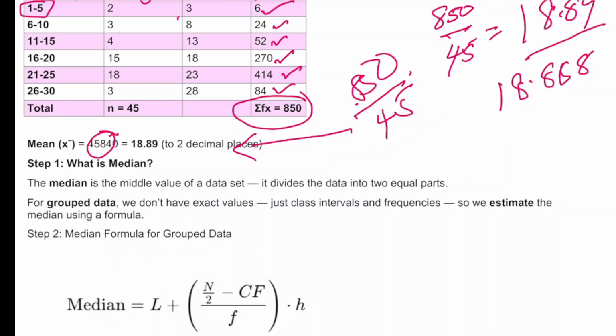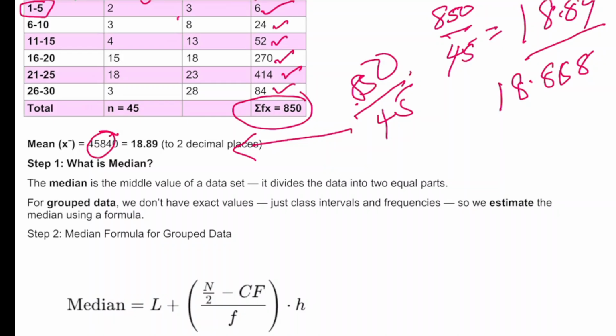So what is the median? The median is the middle point of a data set. It divides the data into two equal parts. For grouped data, we don't have exact values, just class intervals and frequencies. So we estimate the median using a formula.